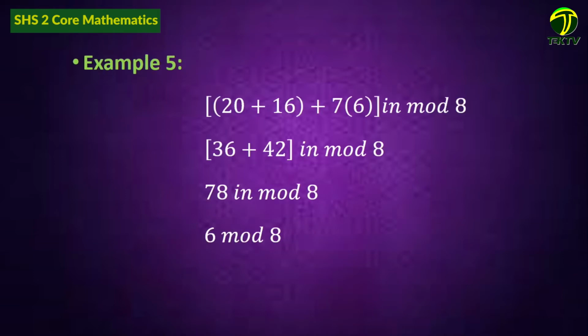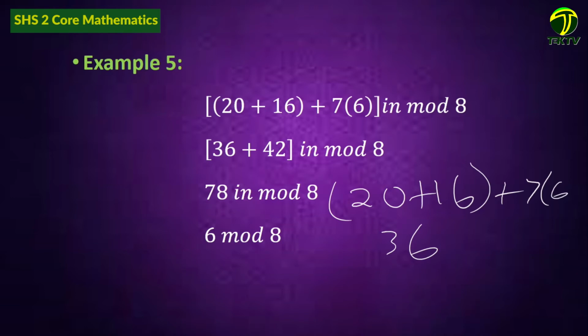Try this one. We have 20 plus 16, all in bracket, plus 7 times 6, all in mod 8. That is 20 plus 16 plus 7 times 6. Leave your answer in mod 8. So let's do it together. First, 20 plus 16 will give you 36. And 7 times 6 will also give you 42. And now 36 plus 42 will give us 78.